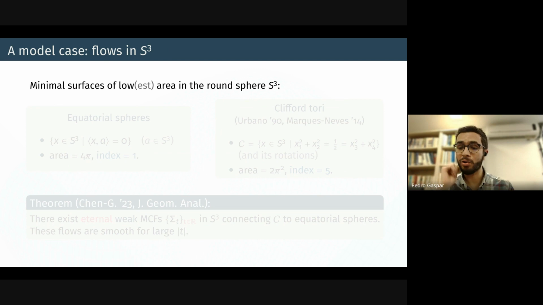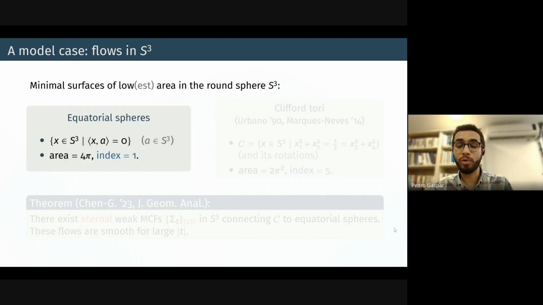So the situation that I wanted to describe, which is kind of a model situation where everything goes smoothly, are the minimal surfaces in S3, in a round sphere. And the reason why that works so well is because we actually know what are the minimal surfaces of lowest area. So if you make a list of these minimal surfaces ordered by area, the first ones you're going to see are equatorial spheres, that is, intersections of hyperplanes in R4 with the 3-sphere. And these are the minimal surfaces, again, with the lowest area. You know what that area is, and you know their Morse index. Their index is actually 1.